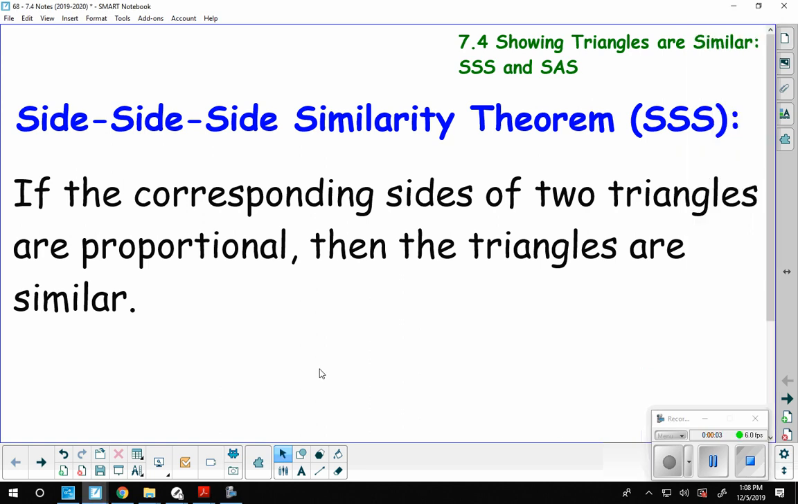Section 7.4 is showing triangles are similar using the side-side-side similarity theorem and the side-angle-side similarity theorem. The side-side-side similarity theorem says that if the corresponding sides of two triangles are proportional, then the triangles are similar. Remember, by definition of similar triangles, the corresponding angles are congruent and the corresponding side lengths are proportional.